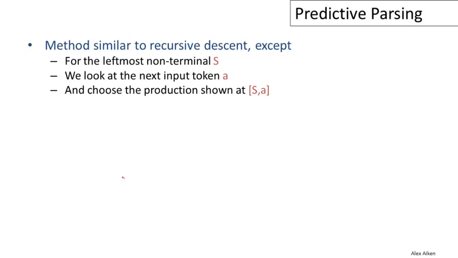In the rest of this video, I'm going to give the algorithm for parsing using a parsing table, and then in future videos, we'll explain how to construct a parsing table. So the method for parsing using a parsing table is similar to recursive descent, except that for the leftmost non-terminal S in the tree, we look at the next input token a. And then, as we just illustrated with the examples, we look up in the table the production to use at the entry S, comma a.